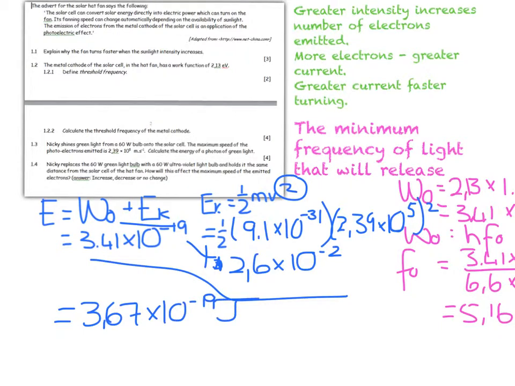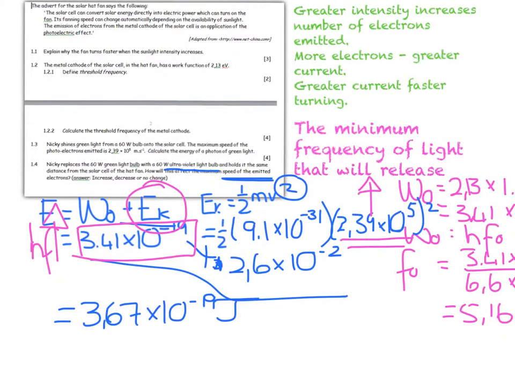Nikki replaces that 60-watt green bulb with an ultraviolet light bulb and holds it the same distance from the solar hat. Will this affect the maximum speed of the emitted electrons? Speed of electrons has to do with the amount of kinetic energy that they have. Ultraviolet has a higher frequency. So this is equal to hf, and with a higher frequency, the work function will remain unchanged, and therefore this speed would have to increase.